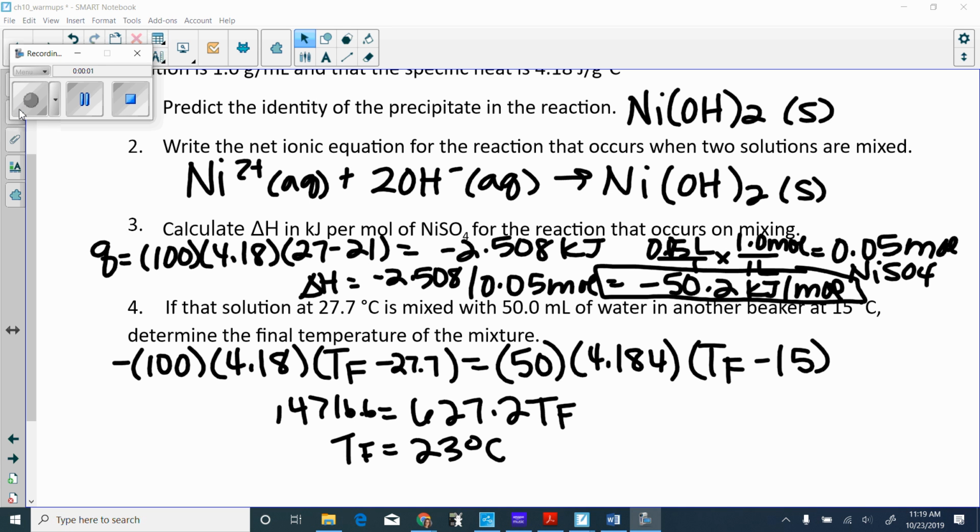The hot stuff has to lose energy to the cold stuff. Red to blue makes all purple. That's how come TF is going to be the same. So the hot stuff has to be negative. And then you just got to do a bunch of algebra to get to this point. Okay?